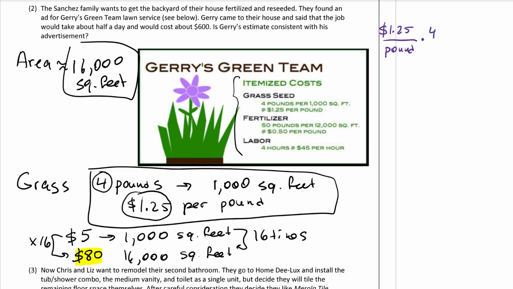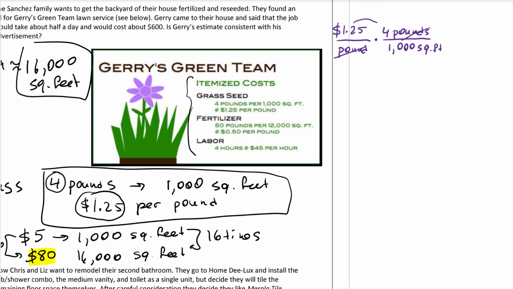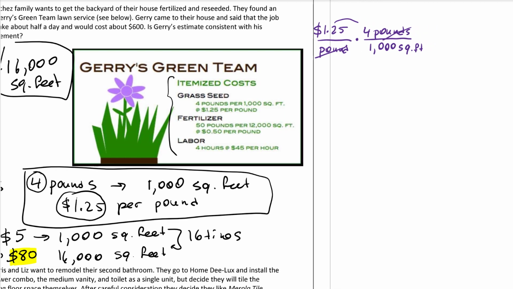Then we put 4 pounds over how much? 1,000 square feet. The reason I'm putting it this way is so that the pounds and pounds can cancel. And notice, if you multiply, it gave us the same thing, $5 per 1,000 square feet. The unit analysis gives us a similar idea.